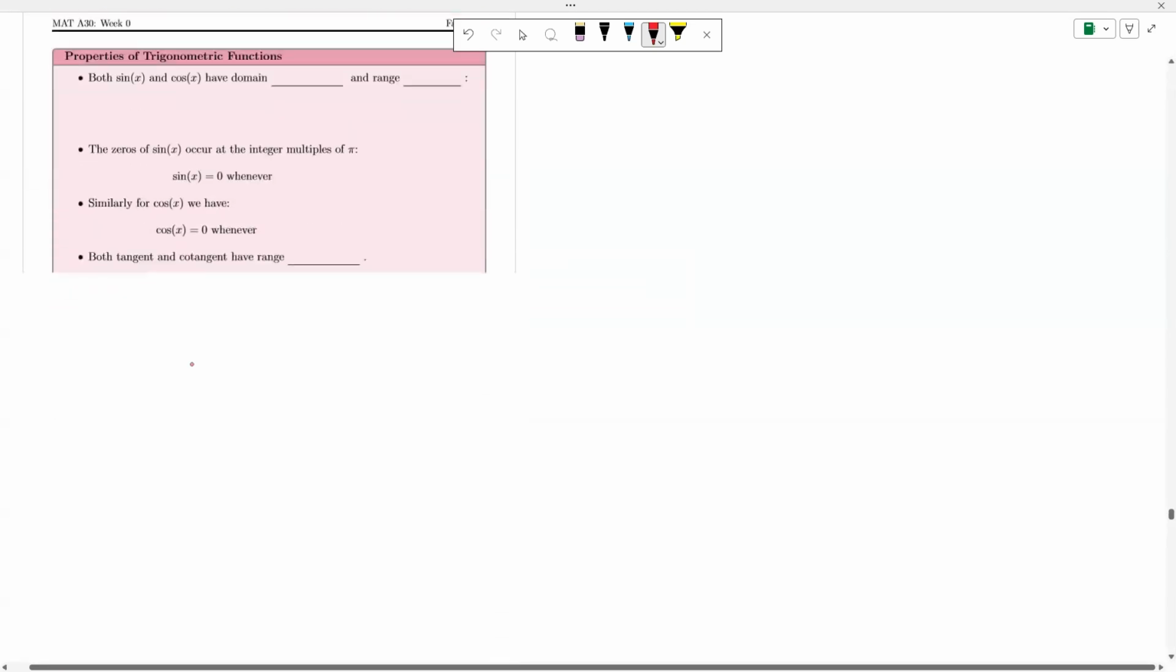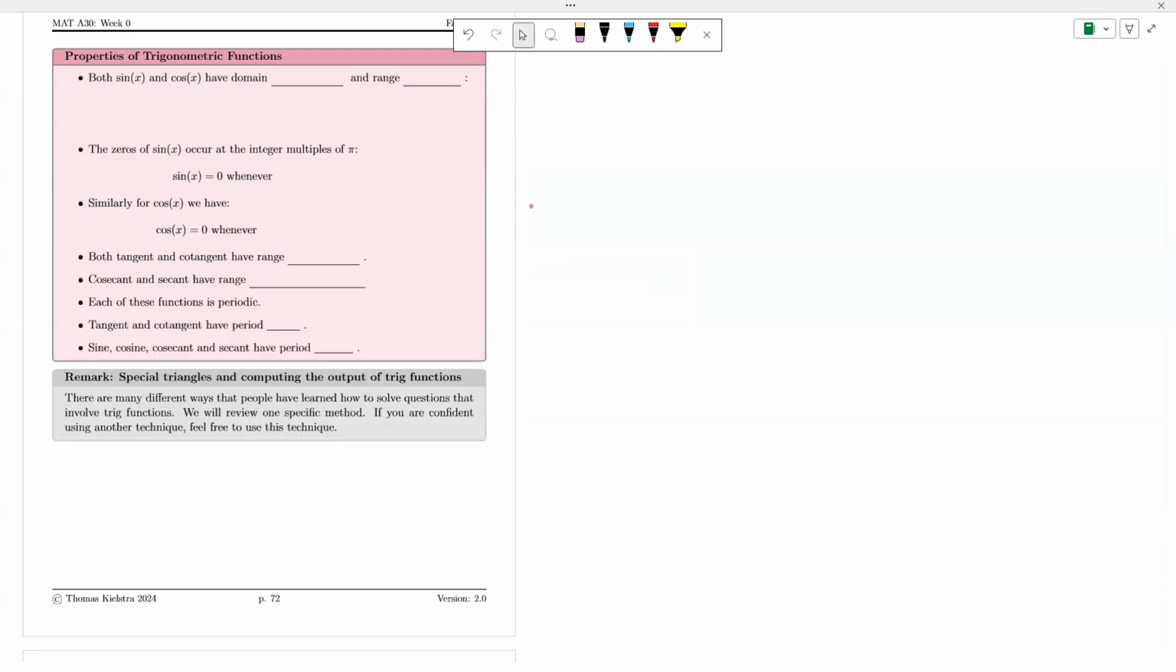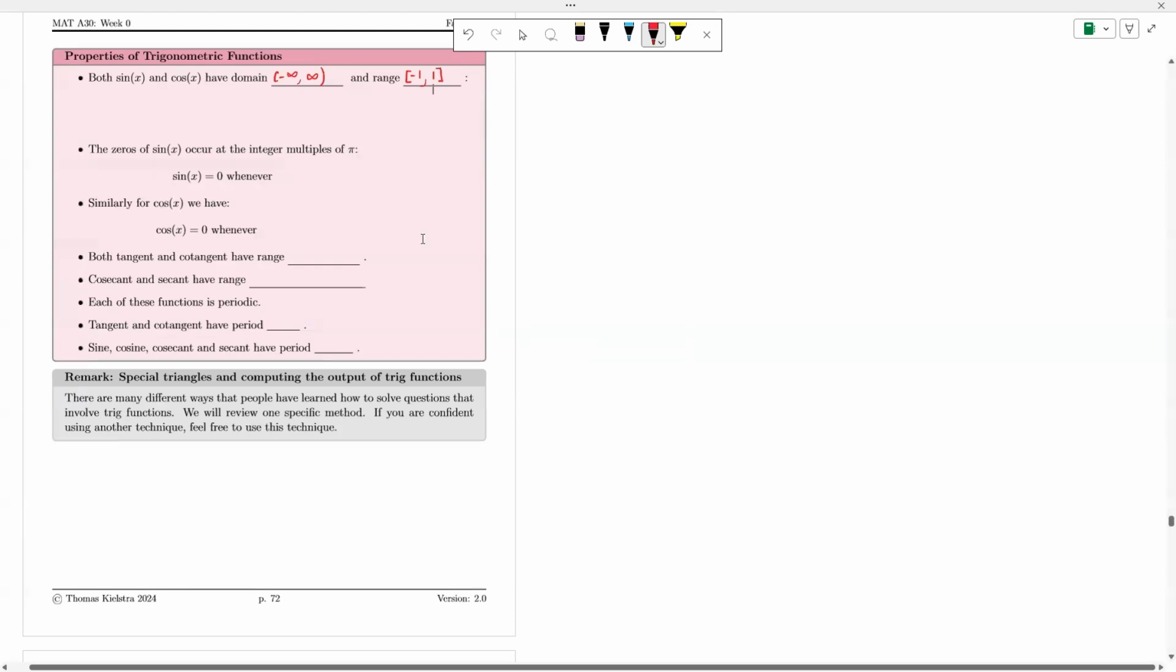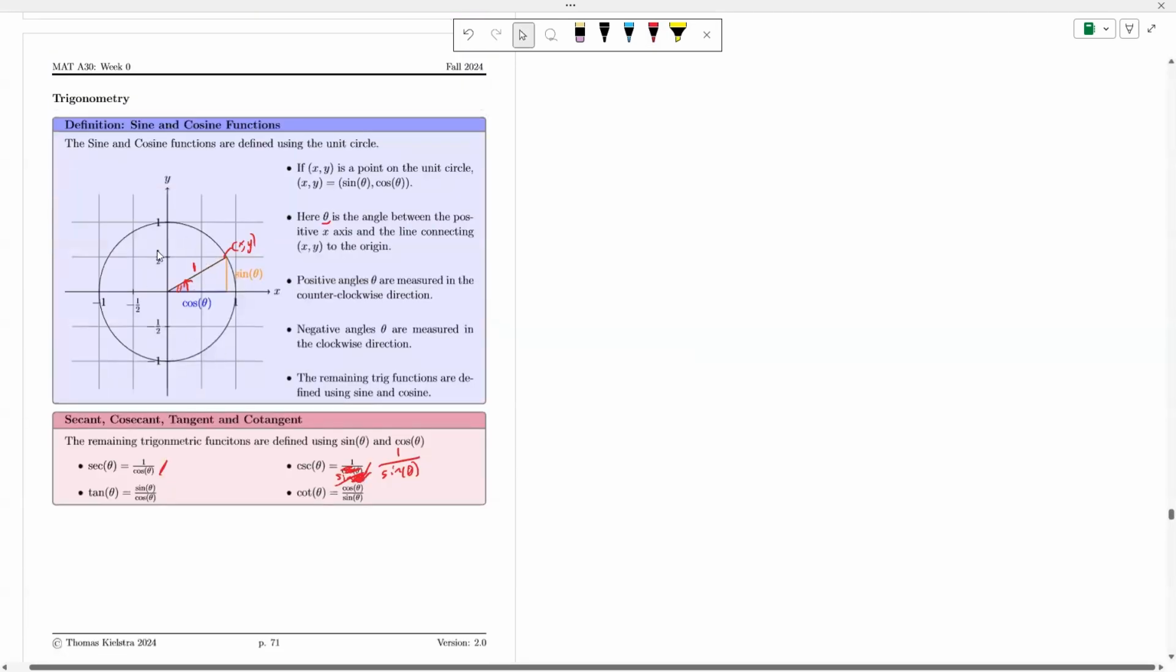Now, there are some interesting properties for our trigonometric functions. Both sine x and cos x have the domain of minus infinity to infinity, meaning that they are defined everywhere, but they both have a range from -1 to 1. And this makes sense as the unit circle can be defined for any angle. We can keep going round and round and round, both positive and negative. But the furthest I can ever get away in the x direction or the y direction is 1.